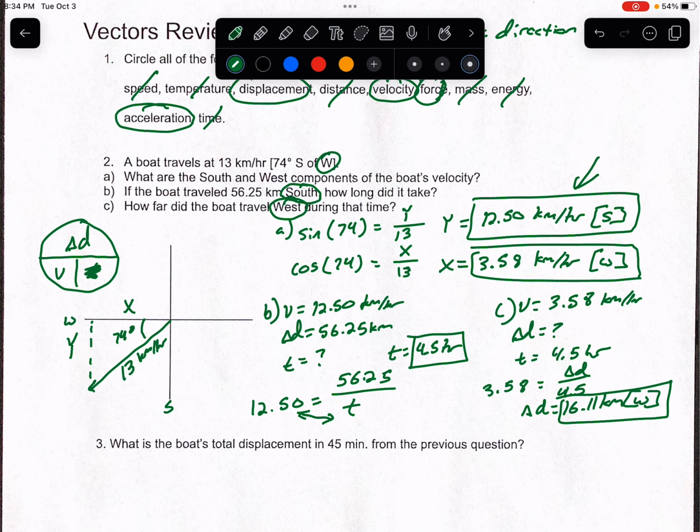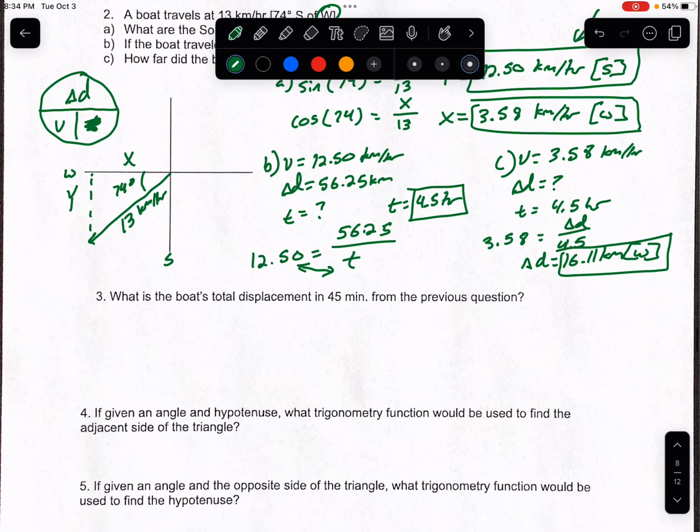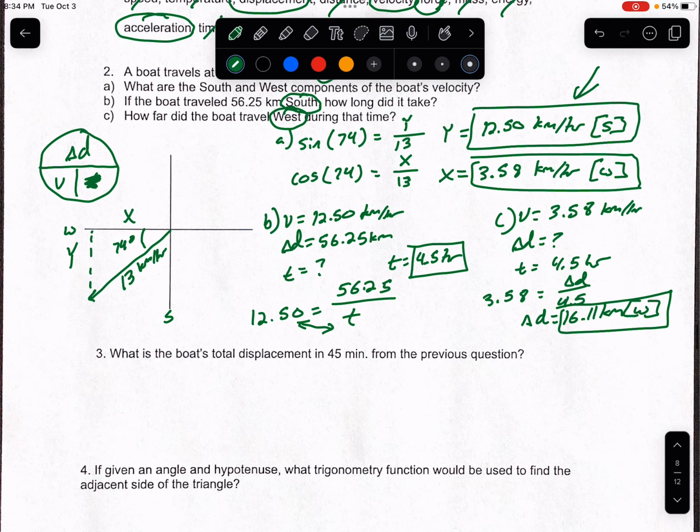So there's your answers for that one. Number 3: what is the boat's total displacement in 45 minutes for the previous question? Total displacement means I want to find how far that hypotenuse actually went. So we're going to use V, D, and T. Velocity is going to be the 13 kilometers per hour now. Displacement is what we're looking for.